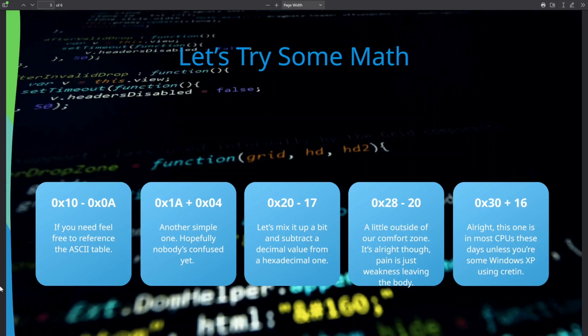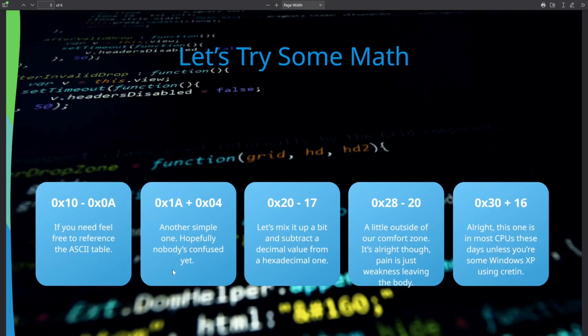Alright. And this one would be 6. So, remember, 0x10 is 16, and we're subtracting 10, 0x0a. So it's 6. Now, here's another simple one. Hopefully none of you are confused yet.